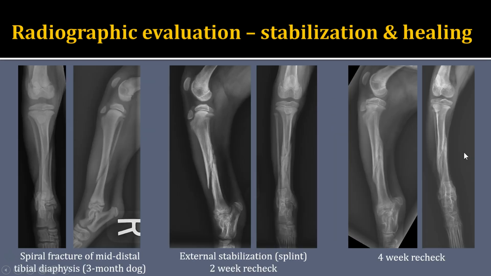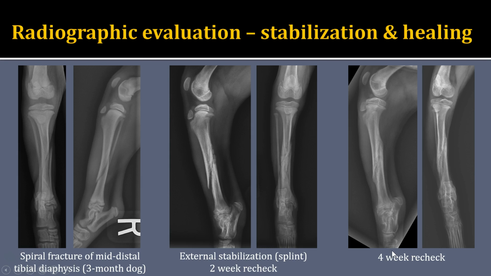Here's an example of a young patient, very young patient, a 3-month-old dog, that also had a spiral fracture of the mid to distal diaphysis of the tibia. And in this patient, it was determined to do external stabilization with a splint. And because it's a young patient and because it's not a rigid stabilization, they took recheck radiographs at a 2-week interval. We can still see the fracture. There's a little bit of caudal displacement at the fracture, but we can see that there is callus formation, both periosteal and endosteal, with that sclerosis.